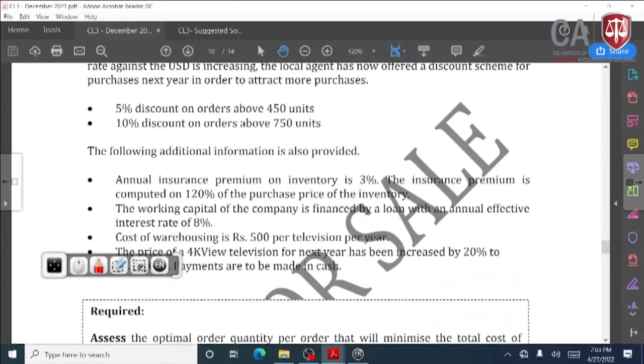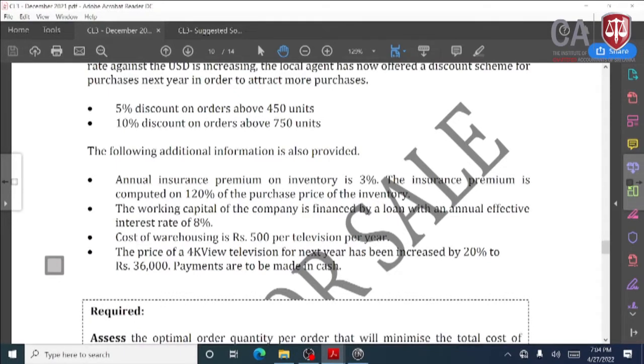Annual insurance premium on inventory is 3%. The insurance premium is computed on 120% of the purchase price of the inventory. Okay, now it says that annual insurance premium on inventory is 3%. The insurance premium is computed on 120% of the purchase price of the inventory. Purchase price of the inventory, right. Okay, we'll see.